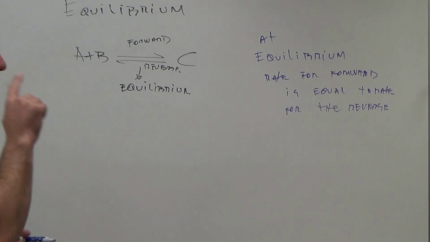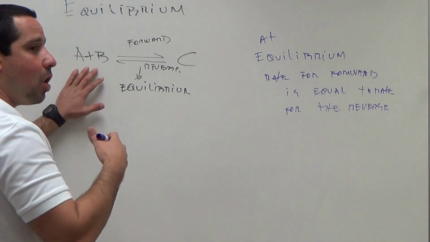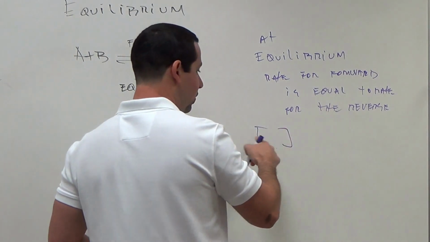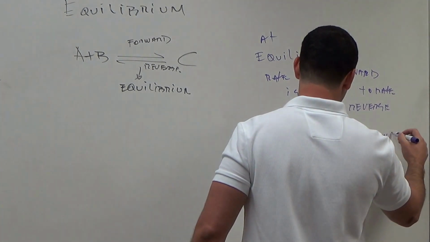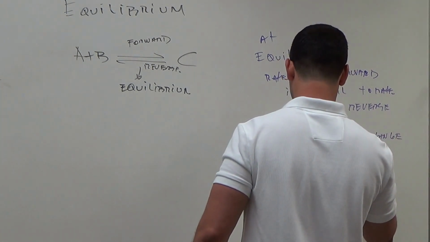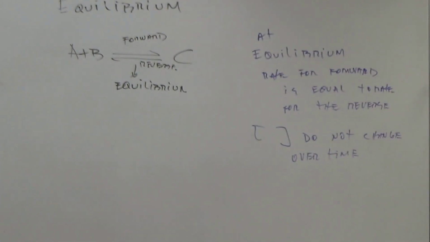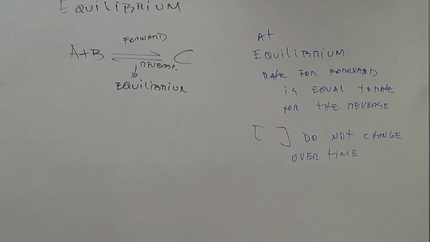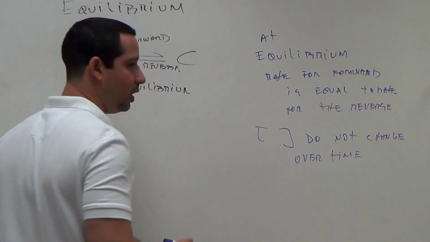You get it? Now, does that mean that the concentrations of A and B and C are equal to each other? No. What that means is that concentrations do not change over time. But they do change slightly, yes? In 1 second, you make C. It changes in that second, yes? But then immediately it goes back to A and B, yes? So over time, concentrations are not changing.